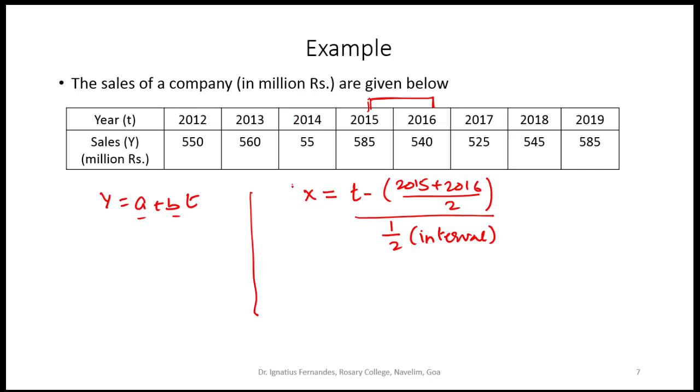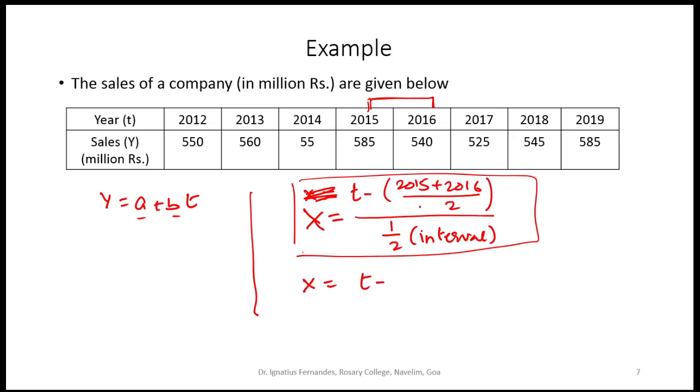Okay, so this is how we find the value of x in case the number of terms is even. In this case, x will be equal to t minus (2015 plus 2016) upon 2. It is the midpoint of these 2 years, 2015.5. This is divided by half into the interval, which here is 1.